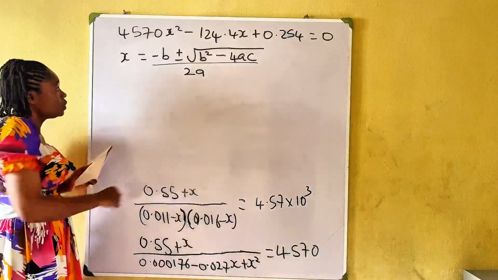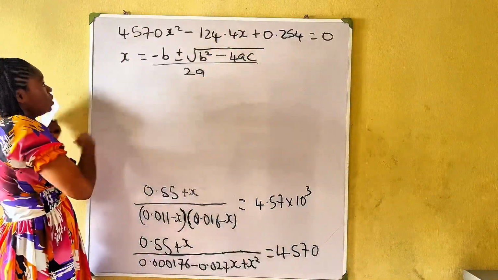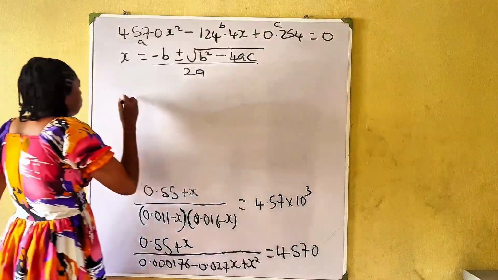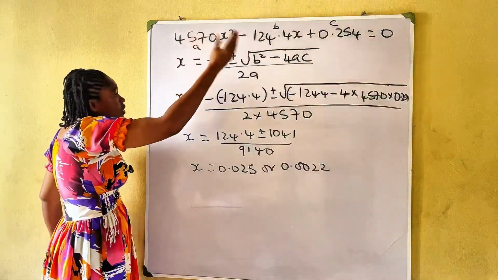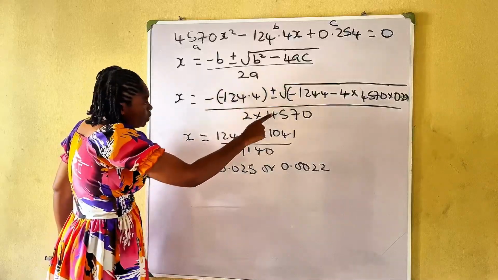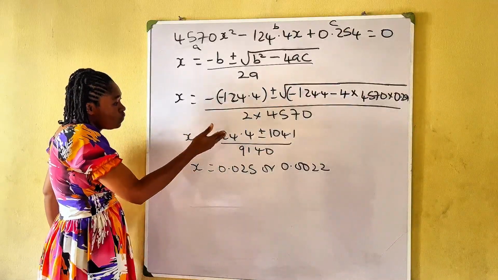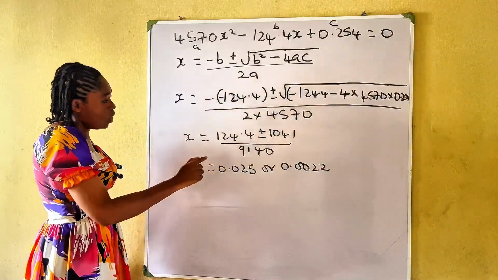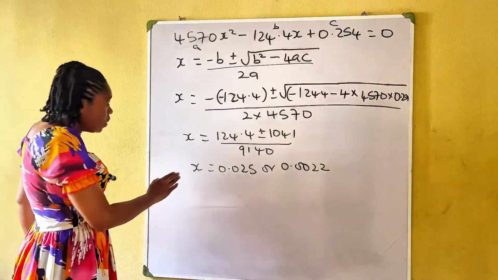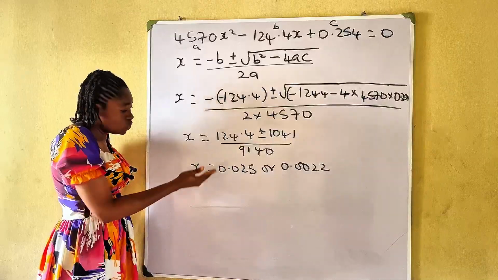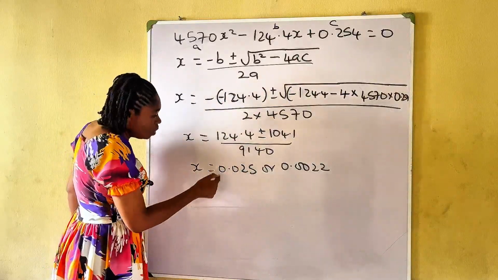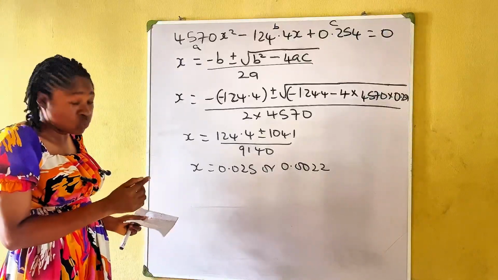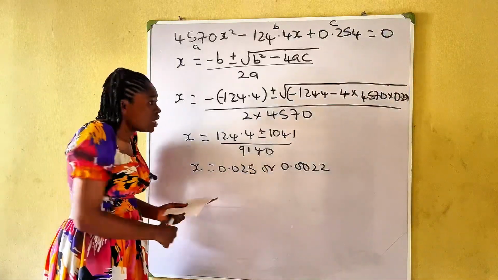So we're using the quadratic method to solve it. This is the formula. This is A, this is B, and this is C. I'm going to substitute the values of A, B, C into this equation. S will be 124.4 plus or minus 104.1 all over 9140. So for the value of S, we have two positive values, 0.025 and 0.0022.